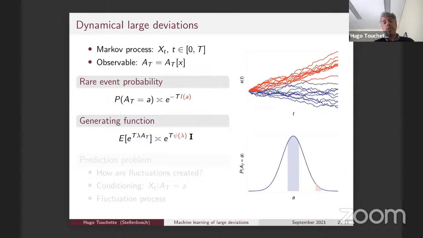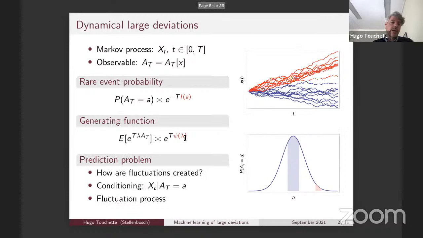So if you can calculate that function psi of lambda, then, as I'll show in a later slide, by Legendre transform, you can get the rate function. And again, we're after the rate function. So these two functions, the rate function or the scaled cumulant generating function, will give you the likelihood of fluctuations for the observable. What we're also interested in is what I call the prediction problem, which is to try to understand how fluctuations arise in time.